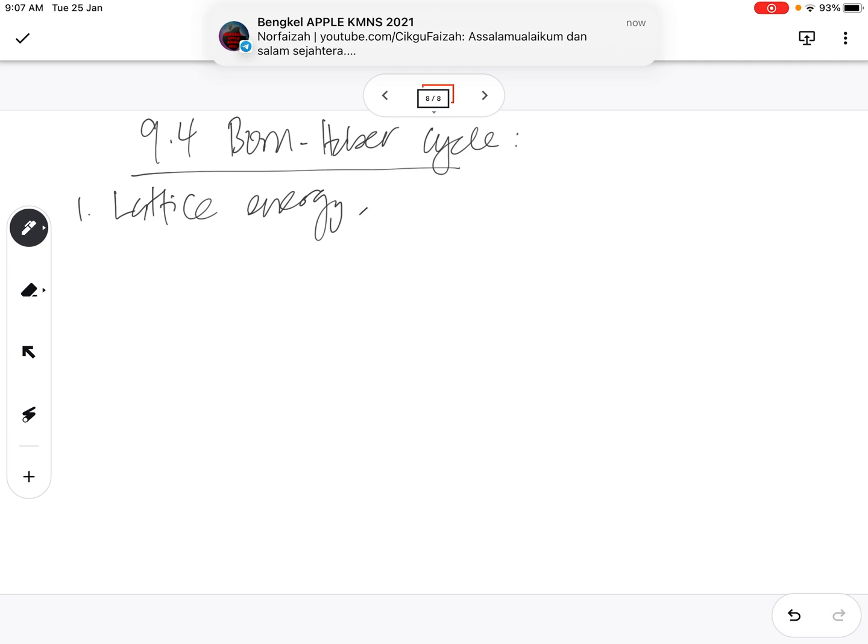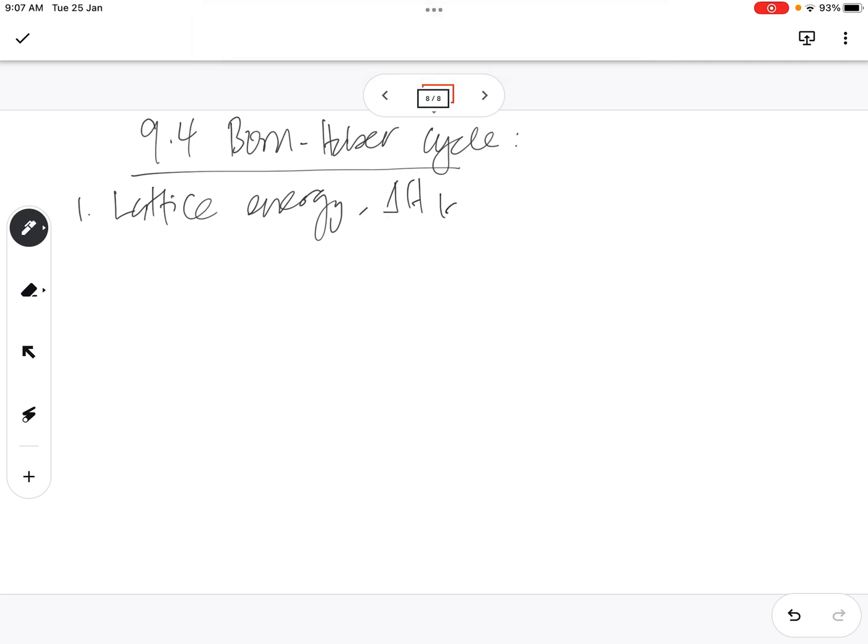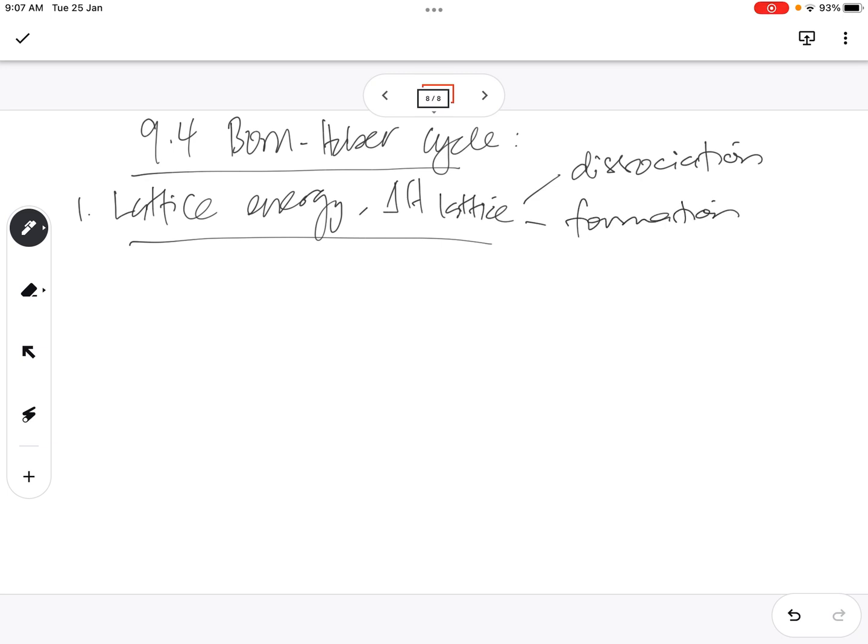Lattice energy, delta H lattice. So we have to define lattice energy. Lattice energy is special a bit. It has two types. We have lattice energy dissociation and we have lattice energy formation. One is dissociation, one is formation.